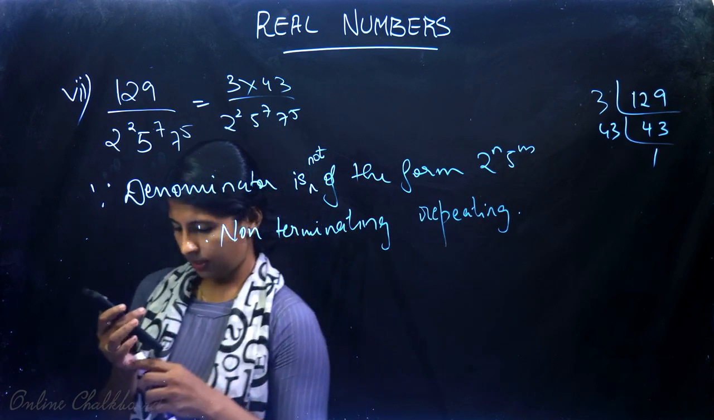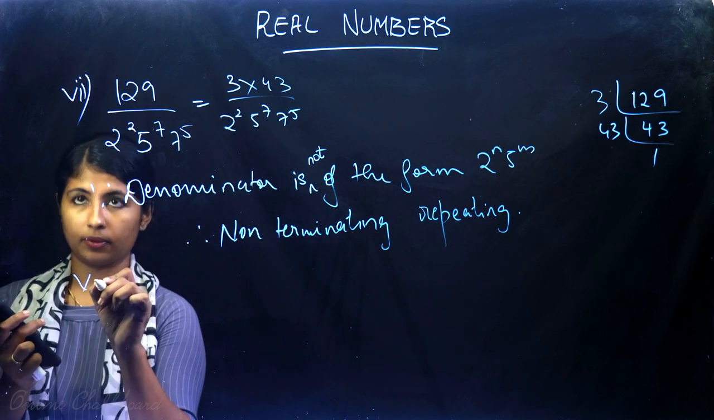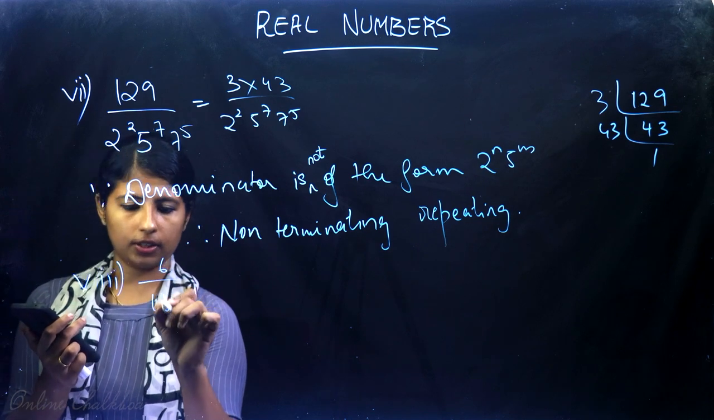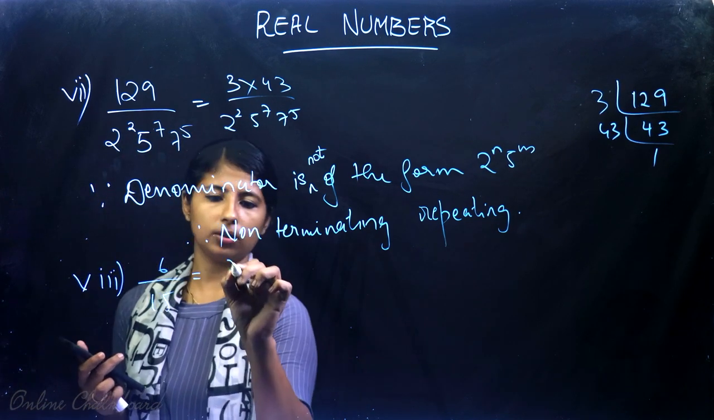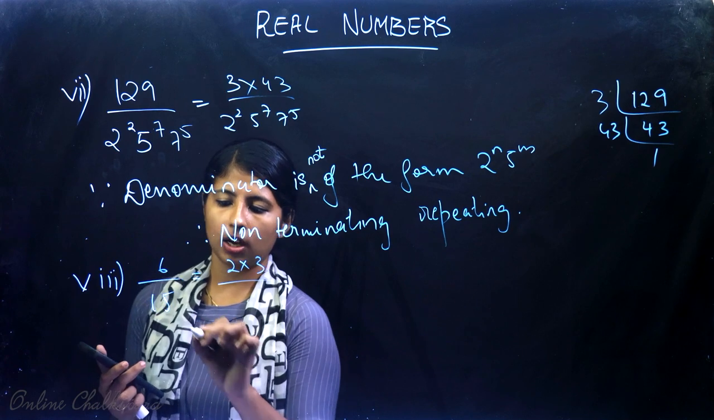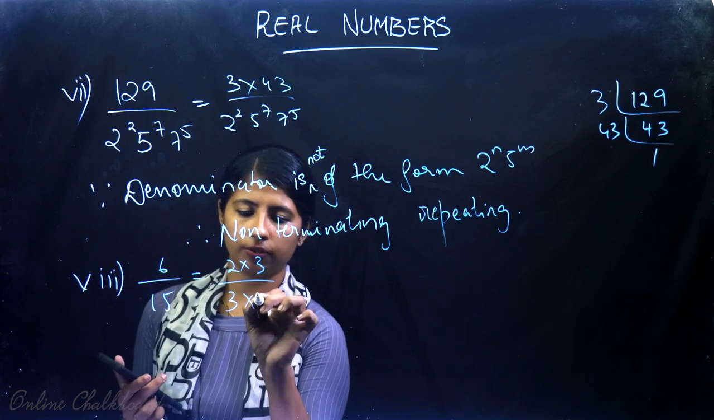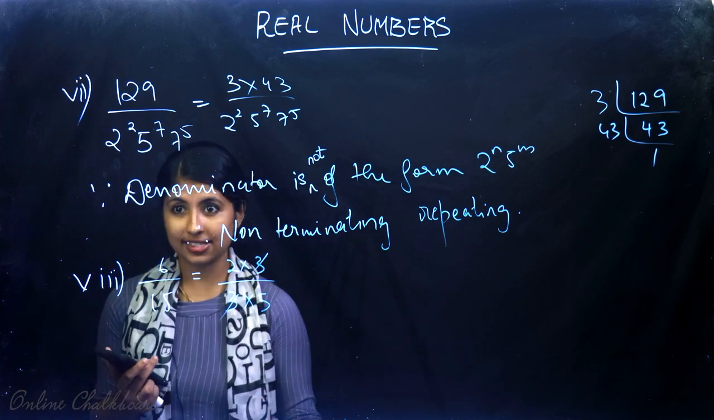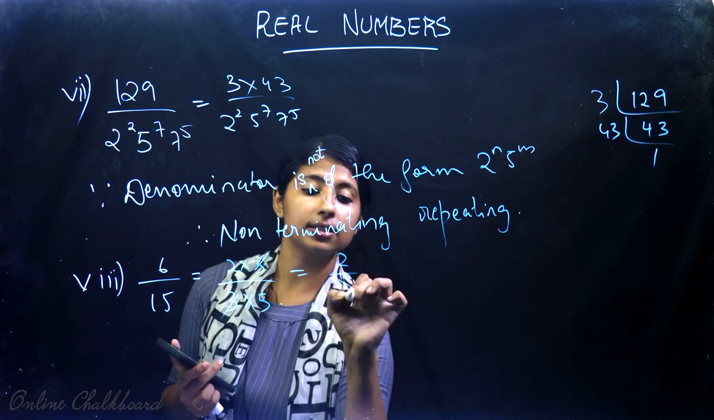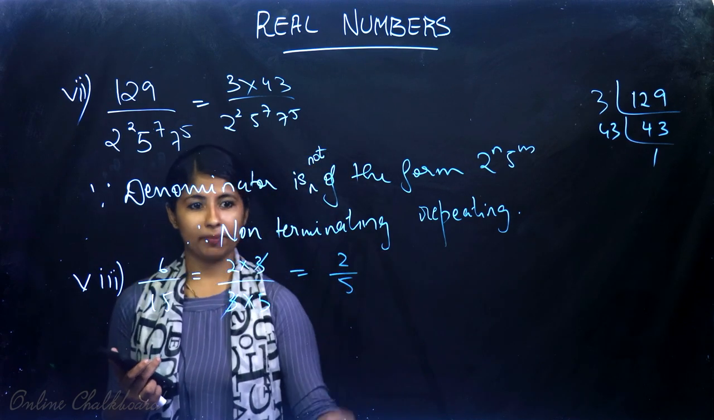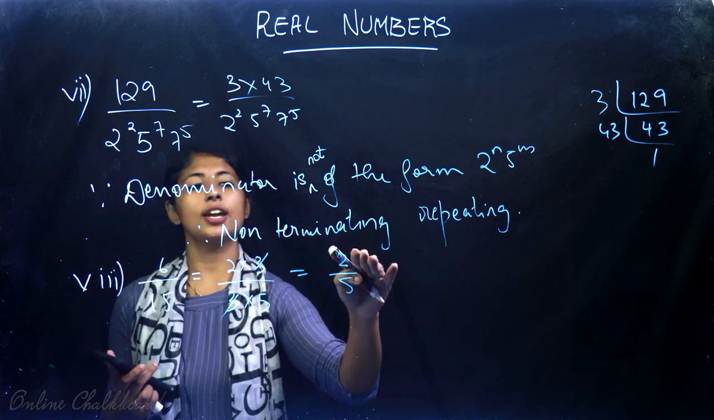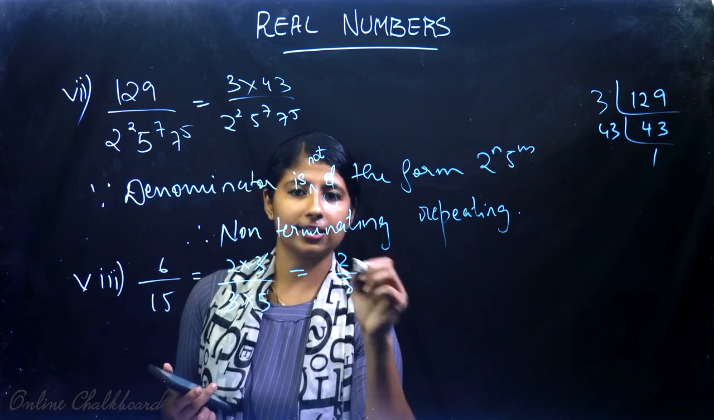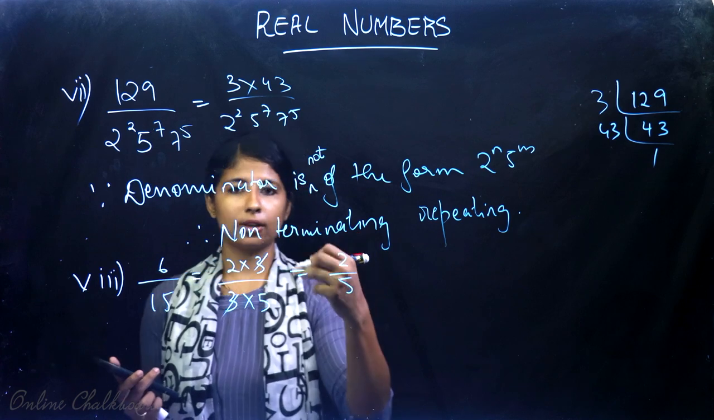Now comes question number 8. 6 by 15. Here 6 is actually 2 into 3 and 15 is actually 3 into 5. So you see, after I simplify, the 3 gets cancelled, and 2 by 5 is the simplest form where P and Q are co-prime. I am expressing 6 by 15 in a way such that it can be expressed as P by Q. We need to check the simplified version, where P and Q are co-prime.